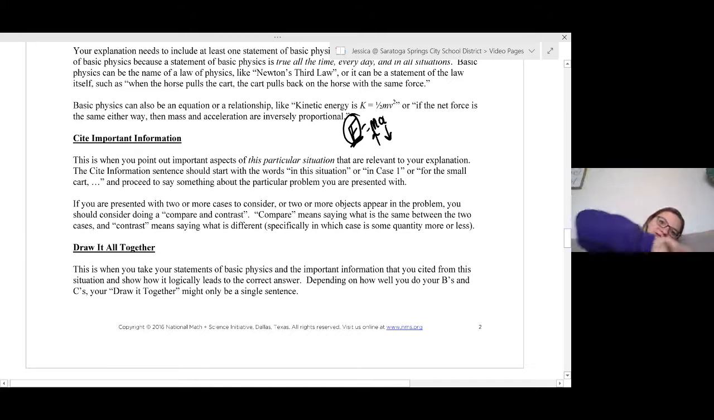Then you're going to draw it all together. Make a nice little conclusion sentence. So this is when you take your statement of basic physics and the important information you cited and draw it all together, okay? So depending upon how well you do your B's and C's, your draw it together might only be a single sentence. So it might be something like, because of what was stated above, this is why case 2 ends quicker than case 1, right? Kind of thinking back to the 2 blocks going down a hill. Right? Because of energy conservation, because of everything that's the same, and so on and so forth. But you should have some sort of drawing together concluding statement.